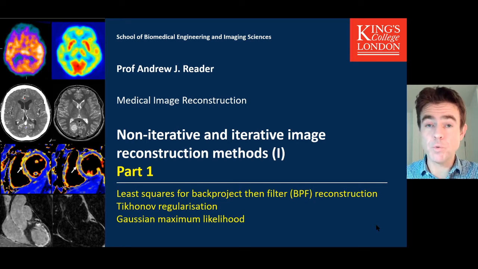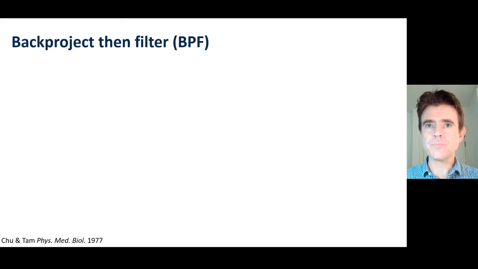This is part one of the lecture Non-iterative and Iterative Image Reconstruction Methods. We'll be covering a least squares approach for backproject-then-filter reconstruction, looking at Tikhonov regularisation and then Gaussian maximum likelihood. So we're using a very simple reconstruction method in order to begin to unpack some other very key concepts in image reconstruction. So this is the simple method of BPF.